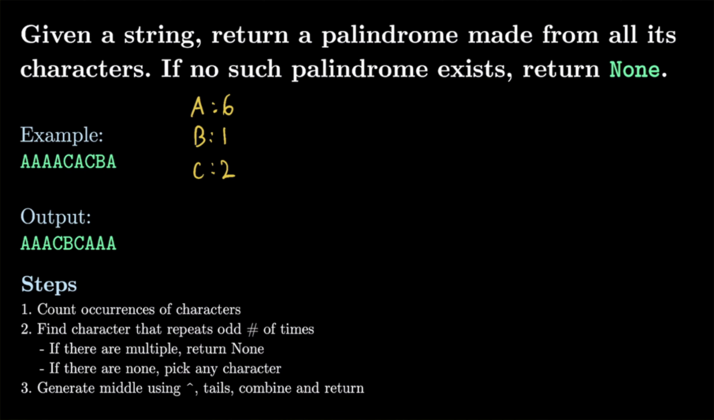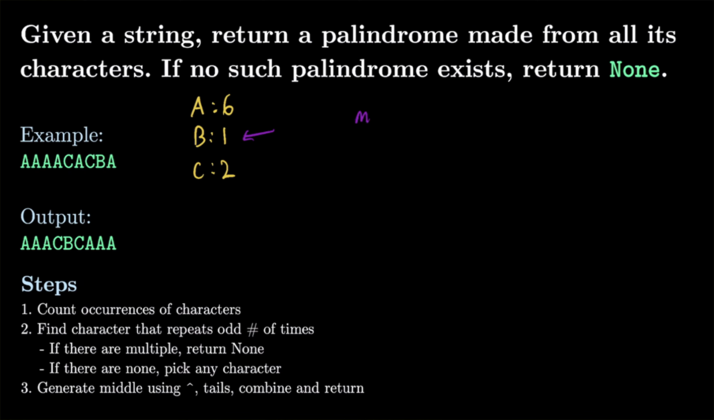Now that we've counted the occurrences of the characters, we need to find the character that repeats an odd number of times. So we need to search through this entire collection right here. We see that only B repeats an odd number of times, and that's good, because we either need one character to repeat an odd number of times or no characters. So we have the former. B has one occurrence, so we pick that character, and that's going to be our middle.